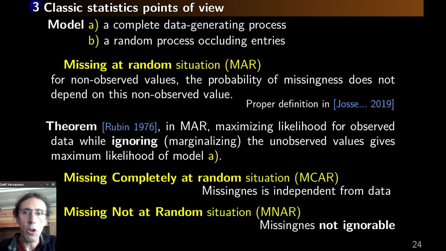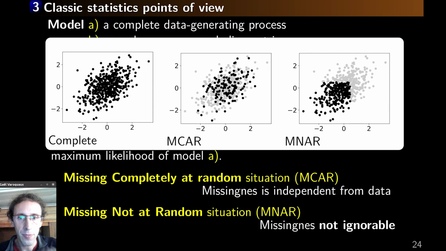So there are other variants of missing values. One, which is a subtype of missing at random, is missing completely at random. Missingness is independent from the data. It's easy, the results above still hold. And another one is missing not at random, where we're not under the assumptions of missing at random, and in such a situation, the missingness is not ignorable. So it's a challenging statistical problem.